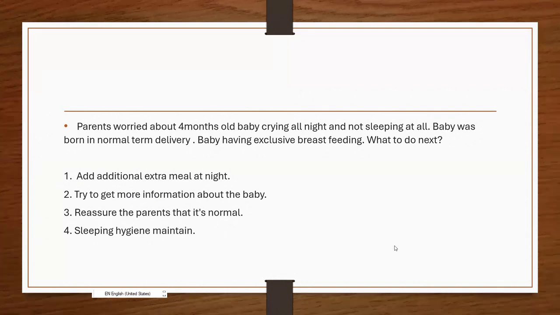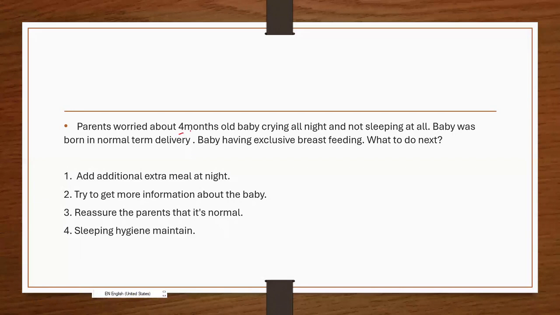About replacing the cord, no, you should not replace the cord. You should not handle the cord. You should put the mother in the knee chest position and inflate the bladder. You can cover the cord with a sterile gauze and put it inside the vagina, because if not, it will be hanging around and it will get infected. That's it. Okay. Now here, parents worried about a 4 months old baby.